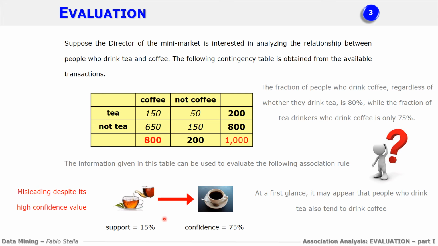But what is the reason why confidence can be misleading to judge the interestingness of an association rule? The reason is the following: the confidence ignores the support of the itemset in the rule consequent. So it ignores the support of coffee in this case.